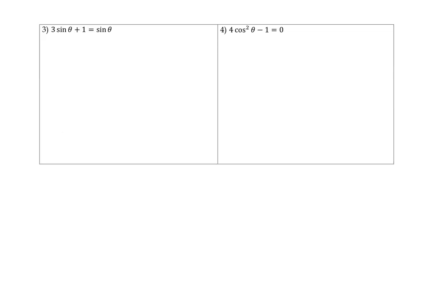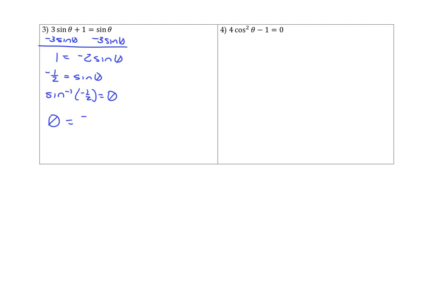So again, I have sine on both sides, so I'm going to combine them. I am going to subtract 3 sine theta from both sides. And that gives me 1 equals negative 2 sine theta. Divide by that negative 2 and get negative 1/2. So now I am going to take the inverse of both sides. So theta is equal to the inverse sine of negative 1/2. When sine is negative, that's quadrant 3 and quadrant 4. So theta is equal to 7 pi over 6 and 11 pi over 6.